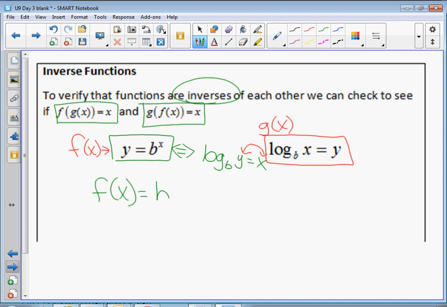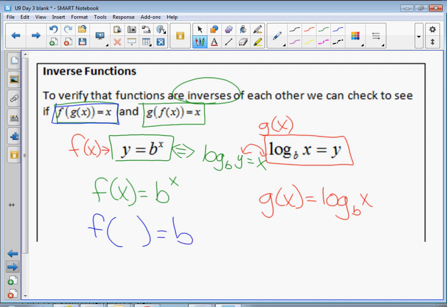So f of x equals b to the x power, and g of x equals log base b of x. And we're going to verify that they're inverses. So we're going to do f of g of x. If we take the function f, I'm replacing the x with something else. I'm replacing it with g of x. And the function g of x is log base b of x.